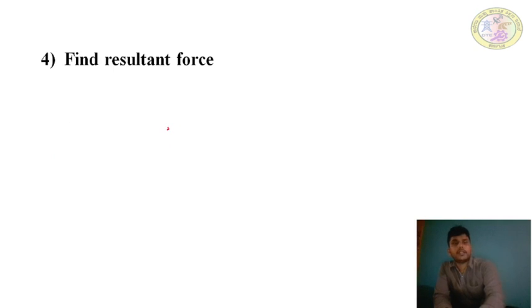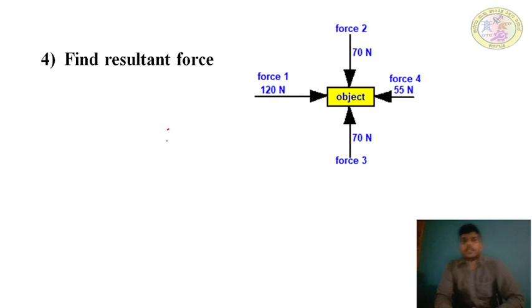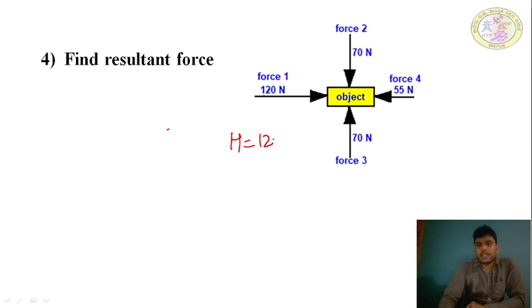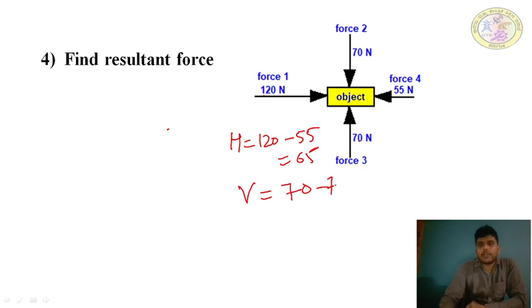Next question: find the resultant force for this figure. If we consider the horizontal, 120 kilonewton minus 55 will be equal to 65. Vertical component force will be 70 in the upward direction, and minus 70 in the downward direction, equal to 0. And horizontal force is 65.